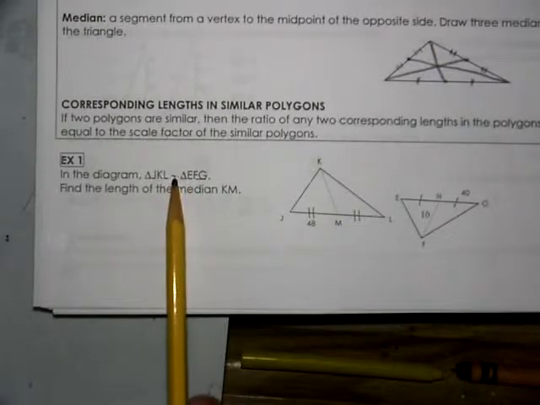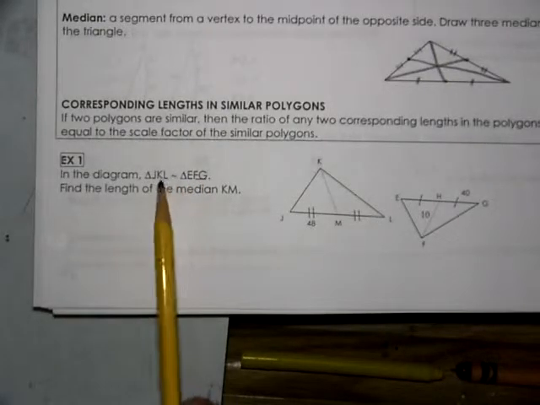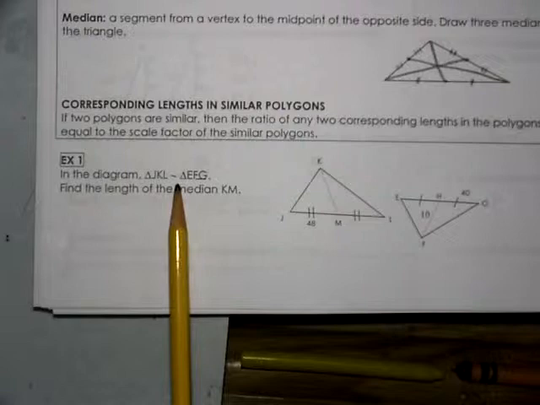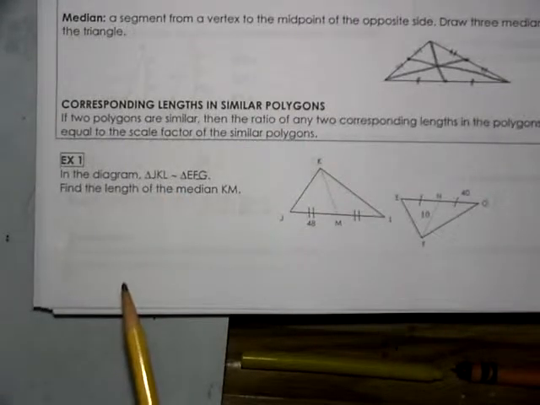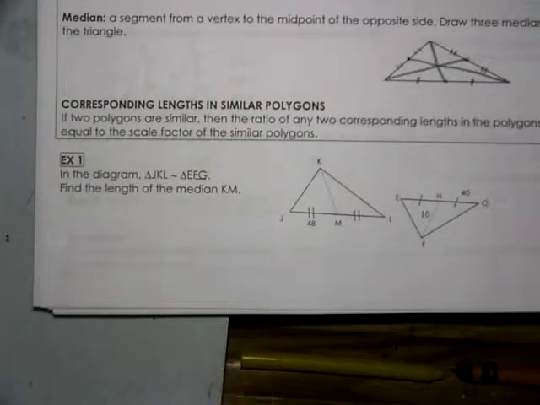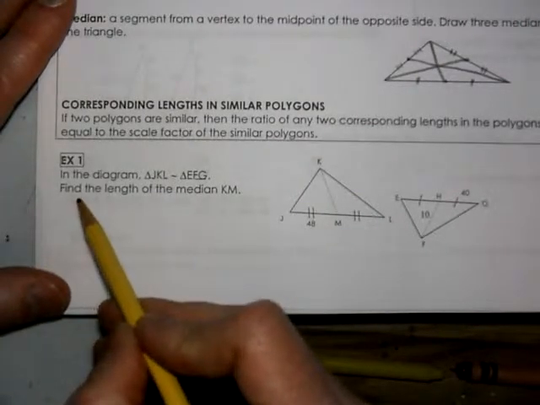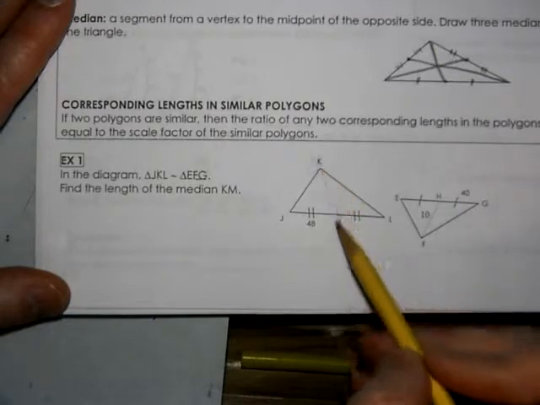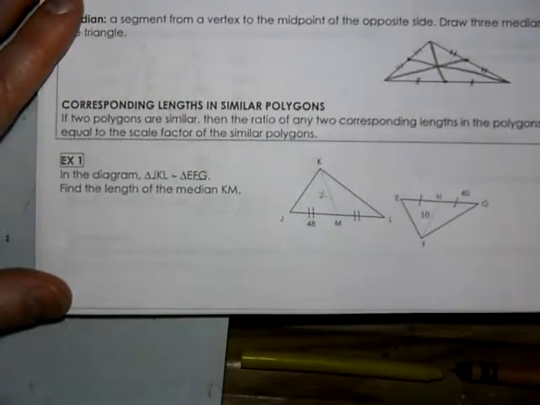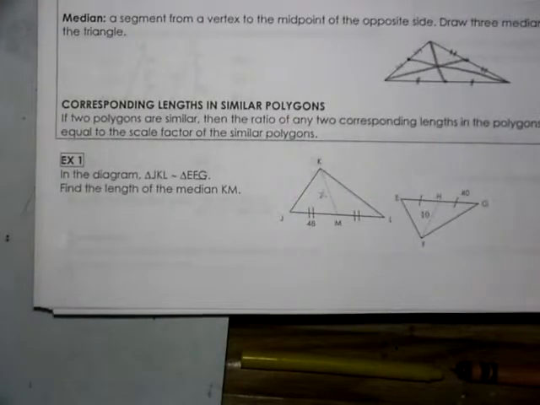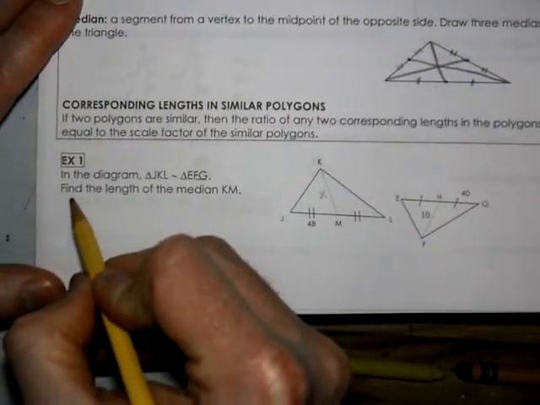We know the triangles are similar. Therefore, we know that they're going to have a scale factor, and all the corresponding side lengths are going to share that same scale factor. They will have grown by the same multiple. Okay, we're going to find the median KM. So this is the value we're looking for. But first we need to figure out the scale factor.